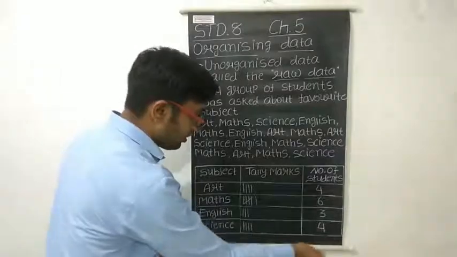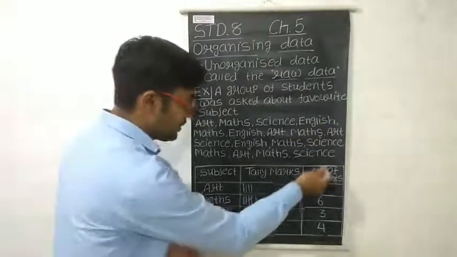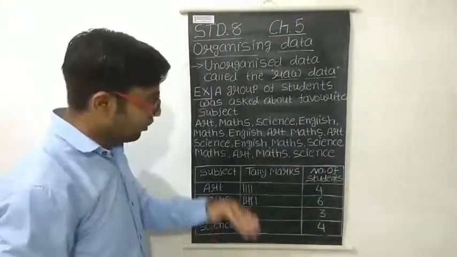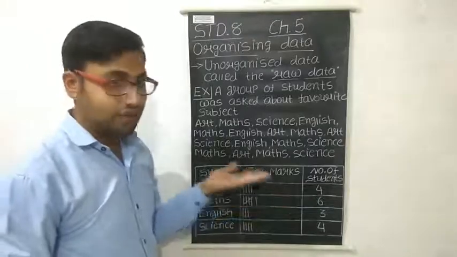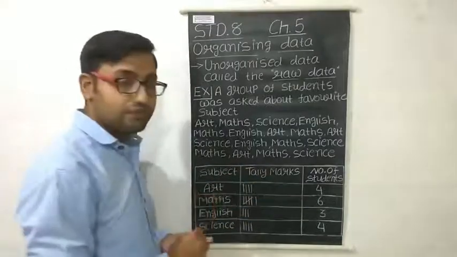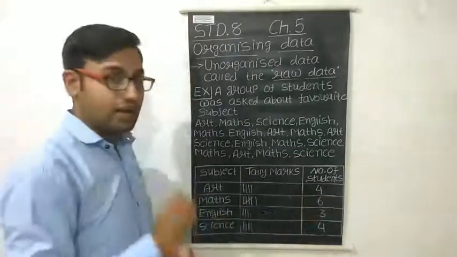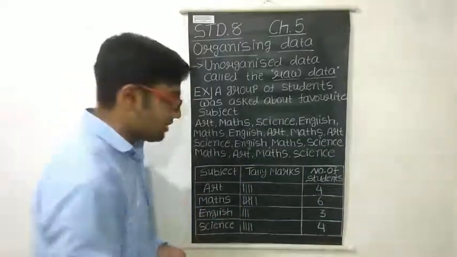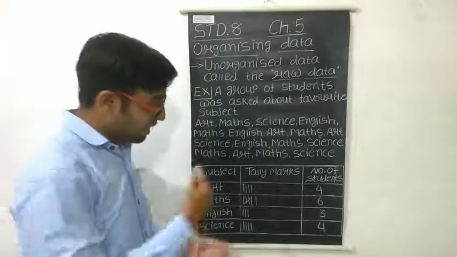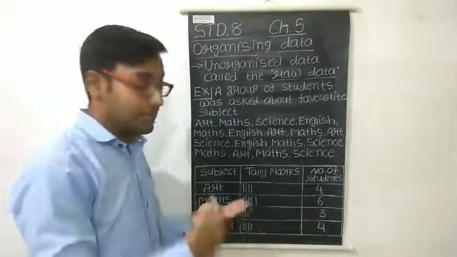And this last column represents the number of students. We can also say it is the frequency. Frequency means, art is how many times do we get the art? We get the art 4 times. How many times do we get the maths? We get the maths 6 times. That is why it is called the frequency, because it repeats.